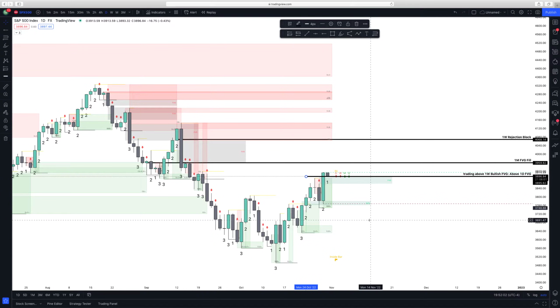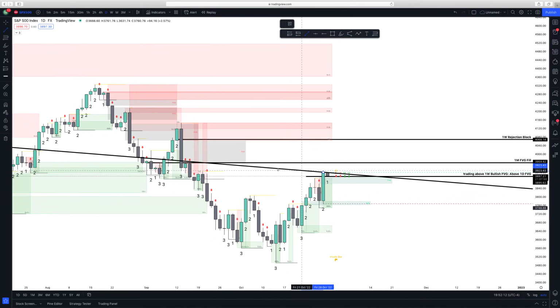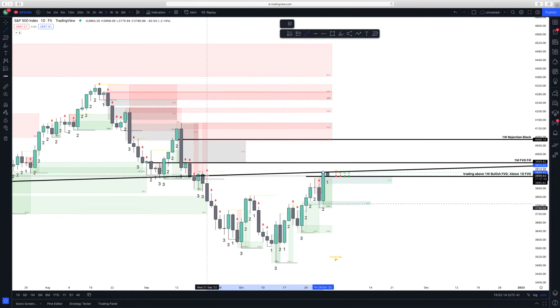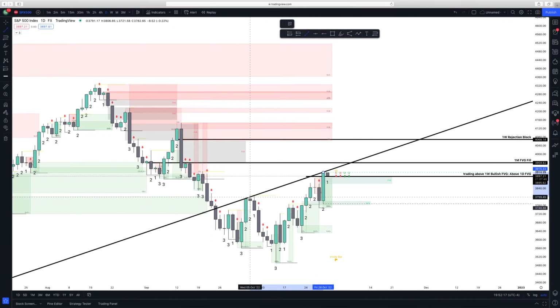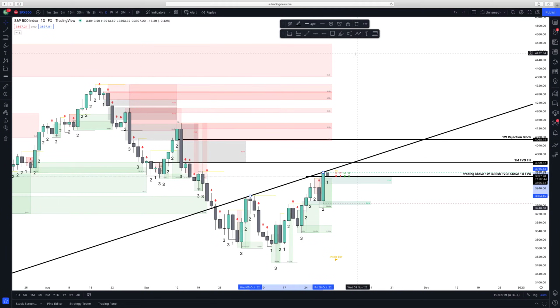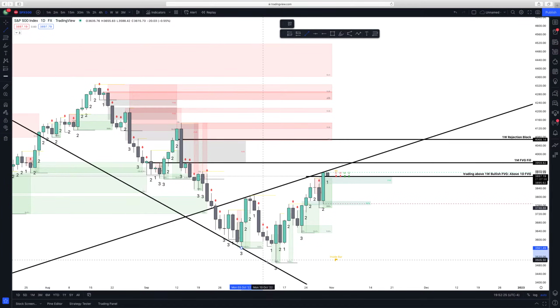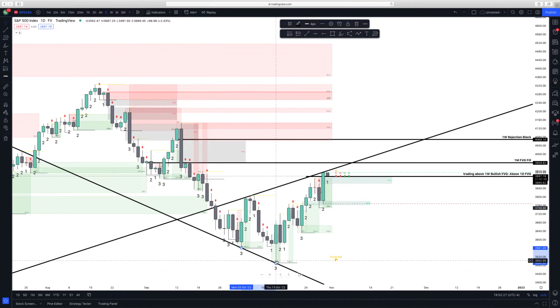Usually on the daily chart, I like to draw a broadening formation. I will draw my broadening formation from a swing high to a swing low. I'll put it there, and I'll put another broadening formation bottom line from a swing low to a lower low.